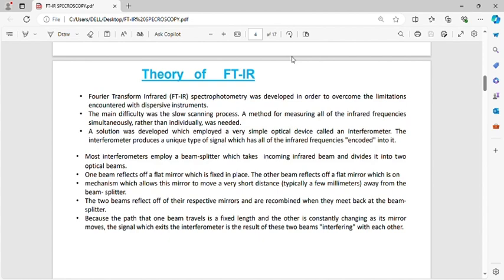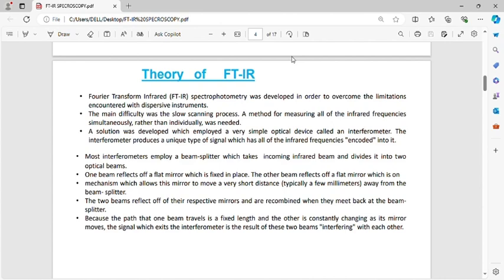Most interferometers employ a beam splitter which takes the incoming infrared beam and divides it into two optical beams. One beam reflects off a flat mirror which is fixed in place. The other beam reflects off a flat mirror which is on a mechanism that allows this mirror to move a very short distance, typically a few millimeters, away from the beam splitter. The two beams reflect off their respective mirrors and are recombined when they meet back at the beam splitter.